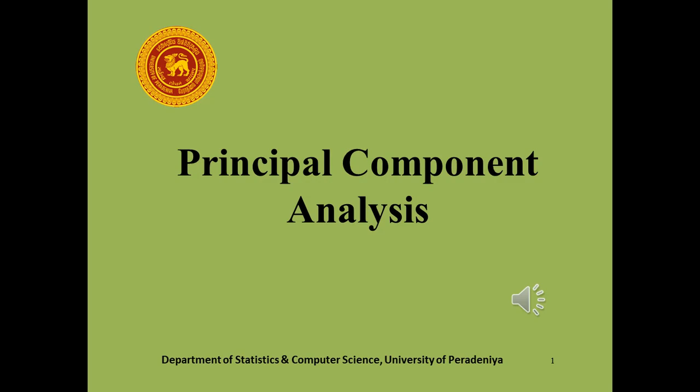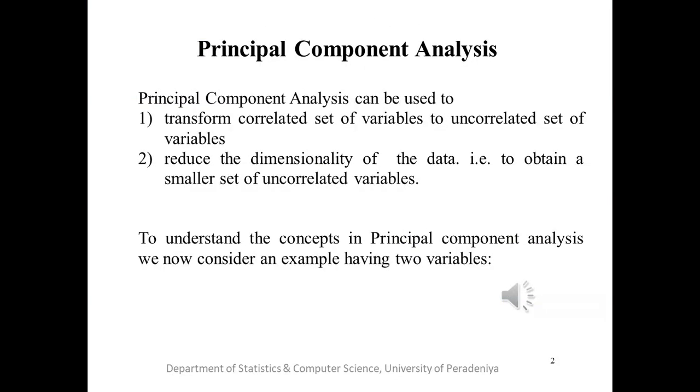Also, for a particular practical situation, if many variables are available, and if we prefer to use a smaller set of variables, then how do we select these variables? Principal component analysis provides answers for both these questions. Using principal component analysis, we can transform a correlated set of variables to an uncorrelated set of variables, and we can reduce the dimensionality of the data, that is, obtain a smaller set of uncorrelated variables.